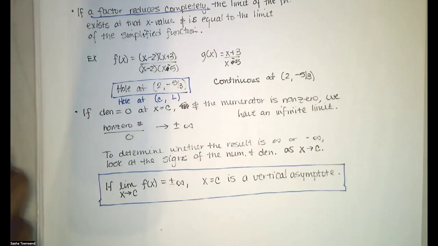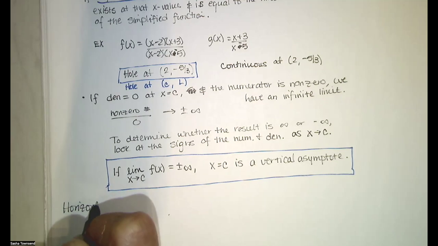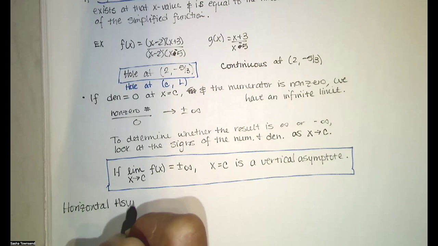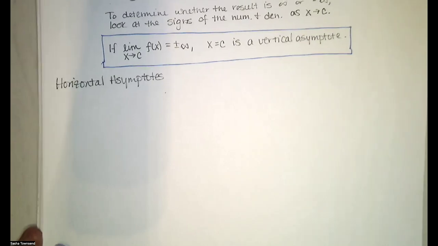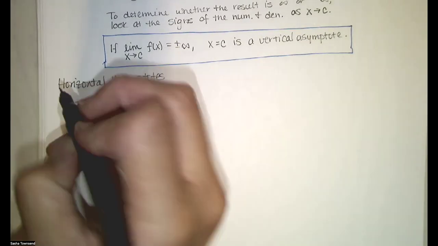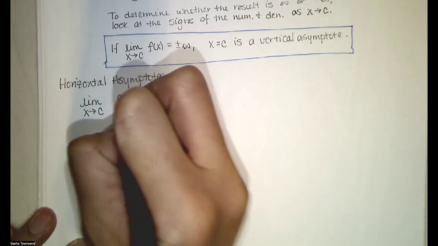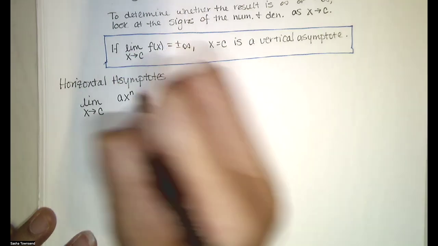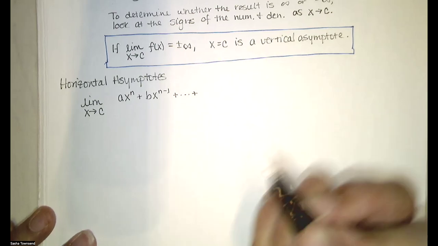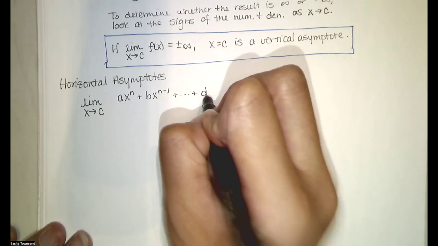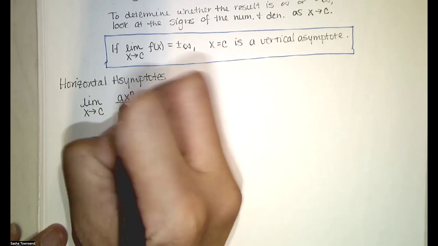Okay. Now we want to talk about horizontal asymptotes. We looked at a specific example, but let's do more. Let's look at something more general. The limit as x approaches c of a times x to the n plus b times x to the n minus 1 plus some lower degree terms plus some constant eventually. And then we'll have a different polynomial down here.